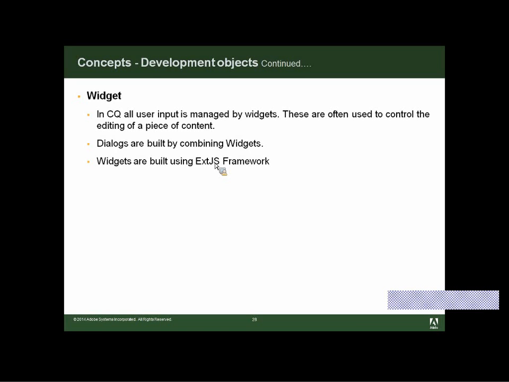So the screen you see, let's say if I want to edit text, when you double click the text, you'll get a dialogue. The dialogue has a lot of tabs and a lot of text boxes, radio buttons, and all those form components. Individual entries are known as widgets, and the complete box or wizard is known as the dialogue. The widgets inside the dialogue are built on the ExtJS framework.